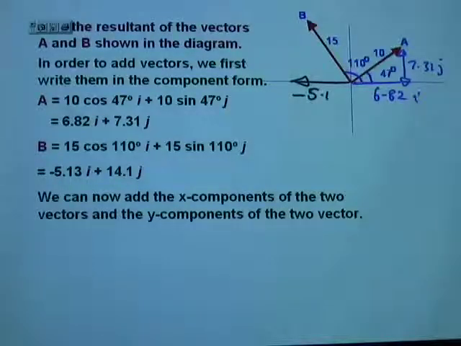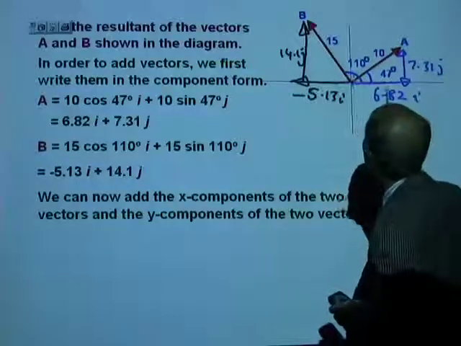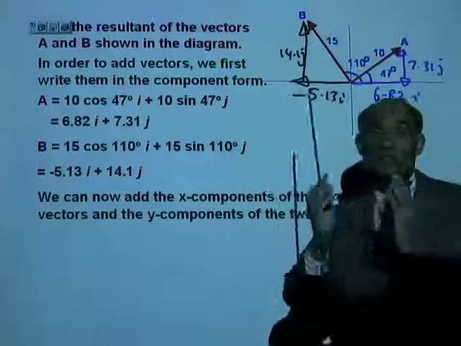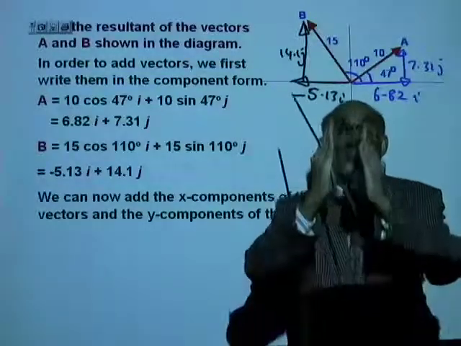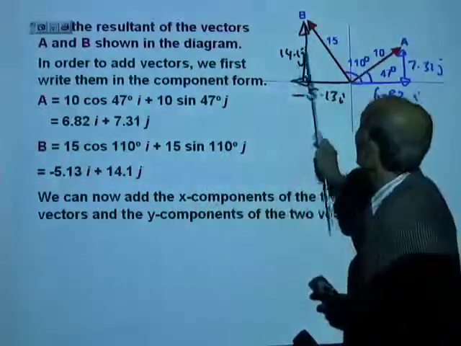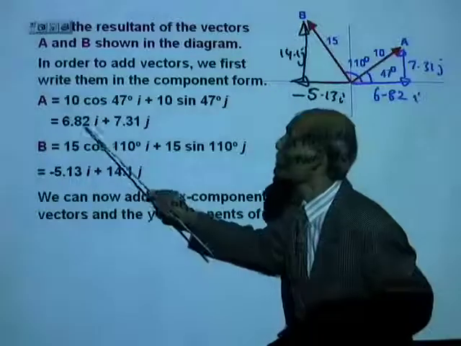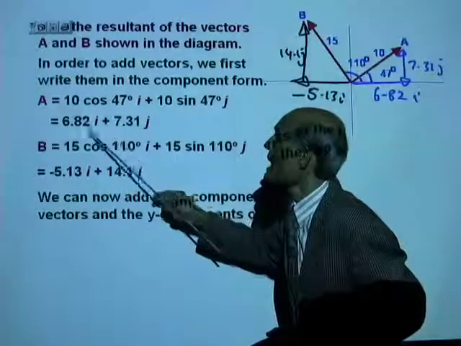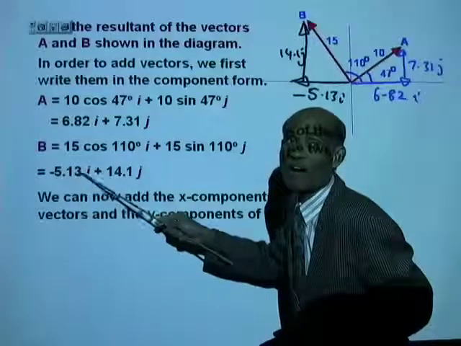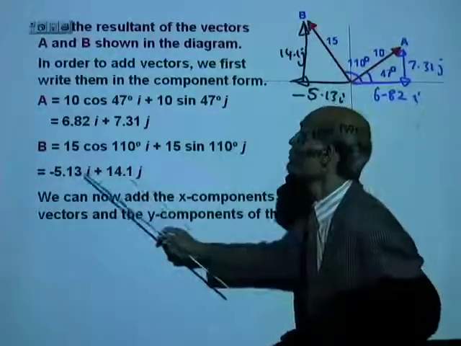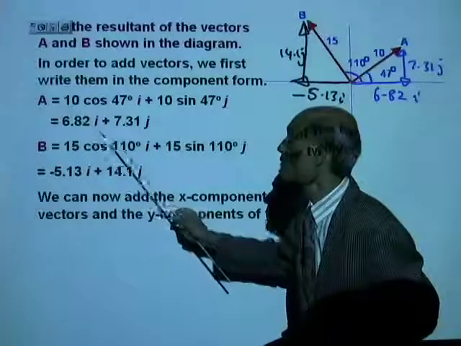Negative 5.13i, and its y component is 14.1j. So you can now add the x components together and the y components together. You see, if both vectors are along the y direction, you can add them. So the y components can be added and the x components can be added. You can see 6.82i can be added to negative 5.13i. What would be the result? It will be a small positive vector.